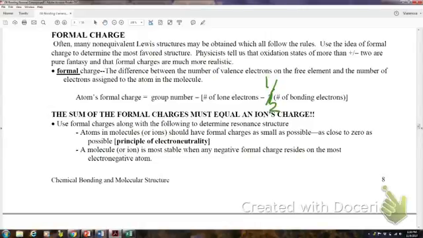Okay? You use it to determine which resonance structure is correct, and then atoms should have as small of a formal charge as possible. The closer to 0, the better. And then if it is a charged ion, you got to meet the charge of that ion. Okay? So let's just dive right in.